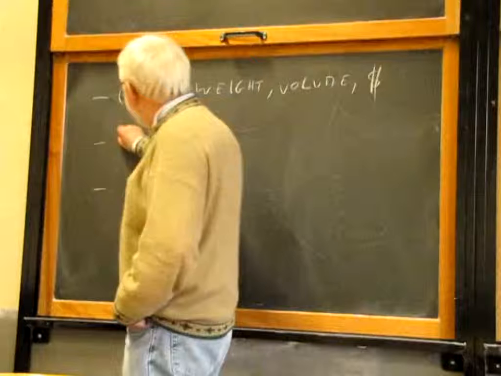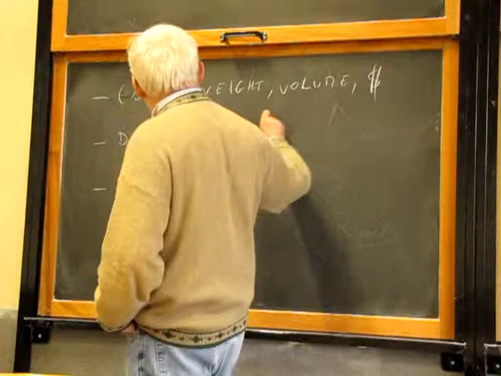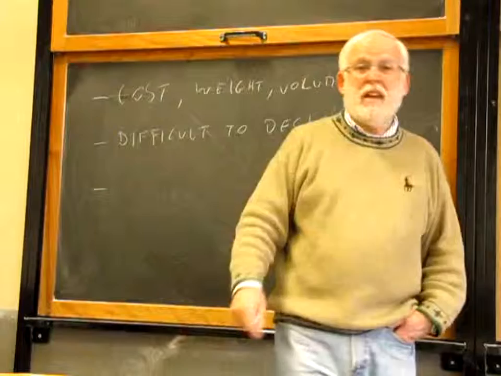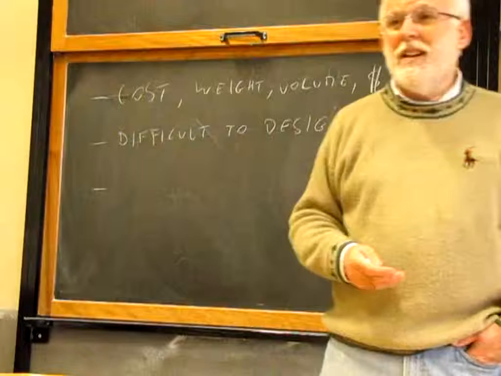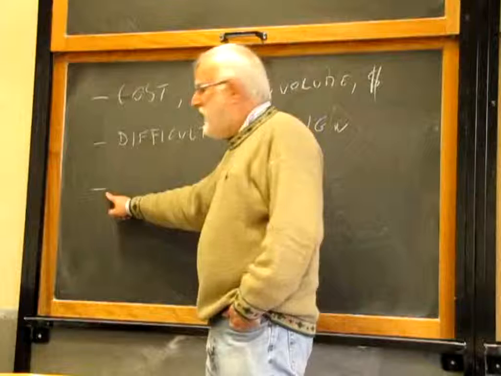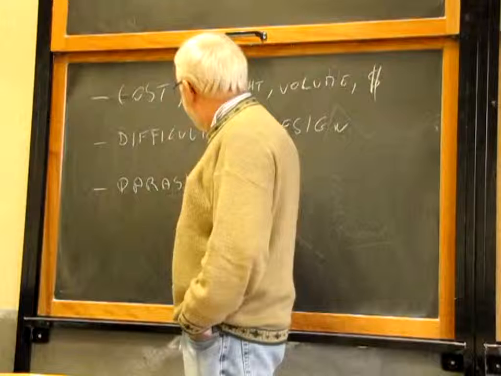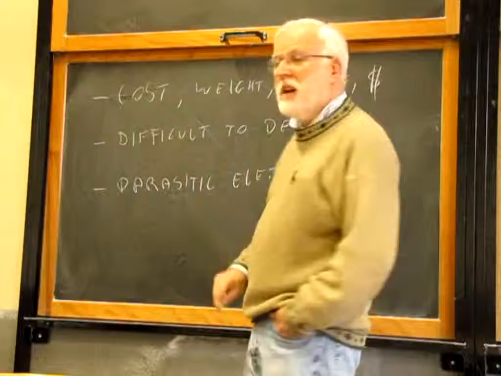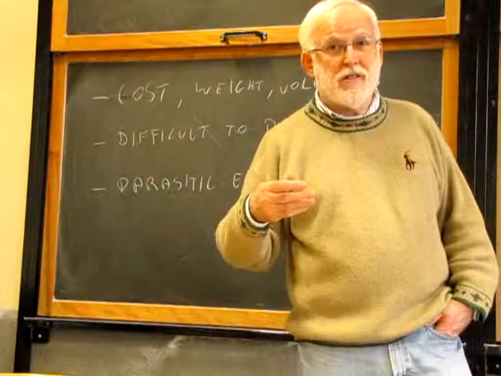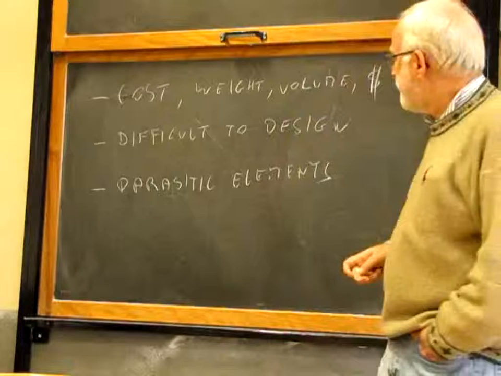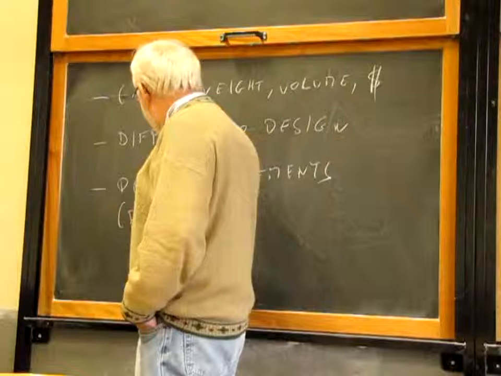Second disadvantage, it's difficult to design. And it's difficult if you don't know how to design it. If you know how to design it, you can do it. There are still problems, but it can be done. Another disadvantage is parasitic elements. Parasitic elements means, for example, losses. So your efficiency goes down a little bit because your transformer dissipates some power. Heat lost. You have some power that is lost inside the transformer.